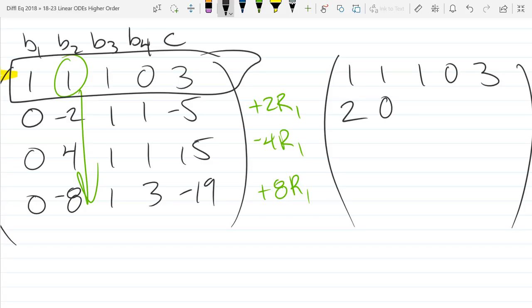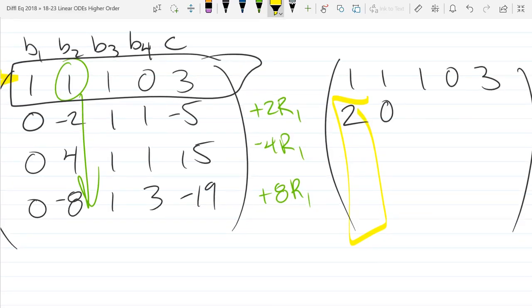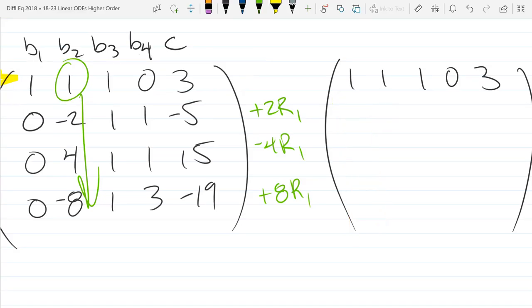What am I doing? Why is this counterproductive? Yeah, that first column was all perfect, and now I'm filling it up with non-zeros. All right, I'm doing this to show you what not to do. That's not the right one.